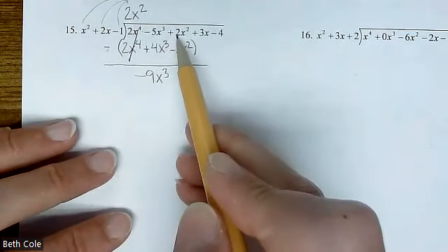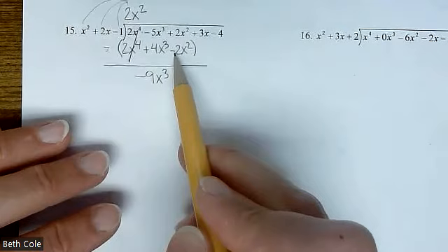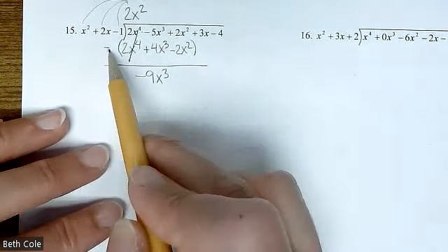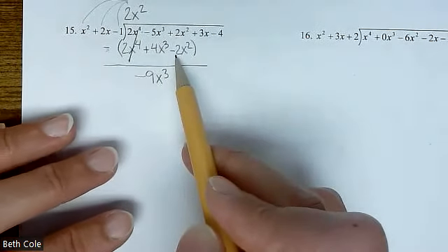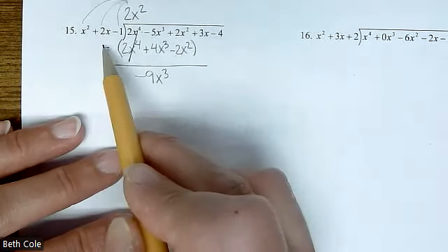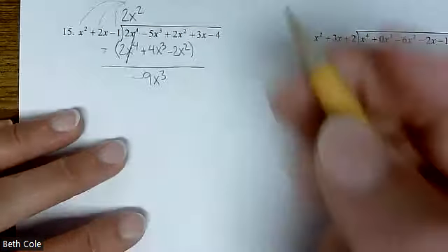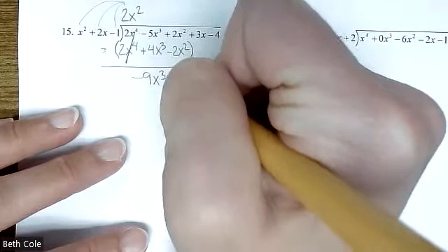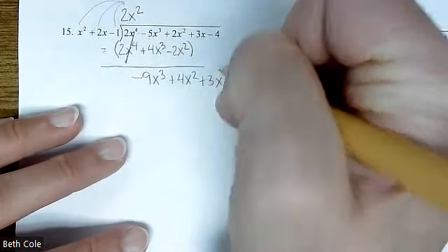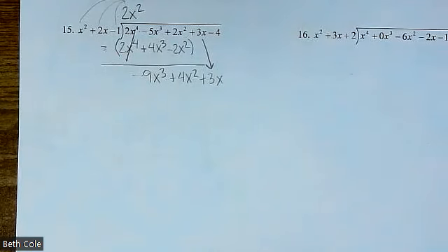Now this is 2 minus -2. You are subtracting 2 minus -2. What happens when you do minus a negative? Plus, so 2 plus 2, 4x squared. You're going to bring down the 3x and then do it all over again.